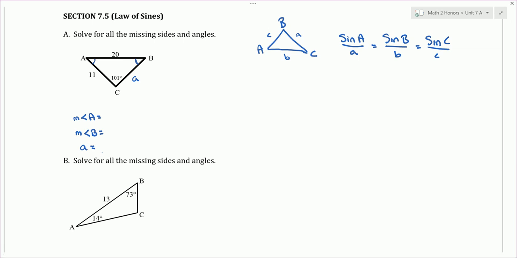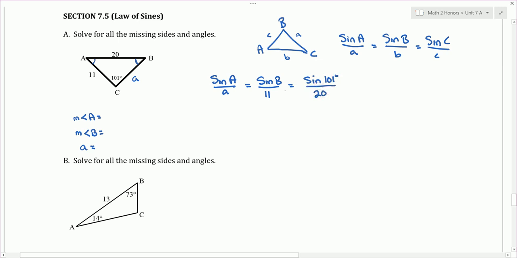So when I set up my proportion, here's what we know. Sine A we don't have. So I'm going to write sine A over A, we don't know either of those, is equal to sine of B, we don't know what that is, over this 11, because that's the side length opposite B, and that's equal to the sine of C, which is 101 degrees, over 20.